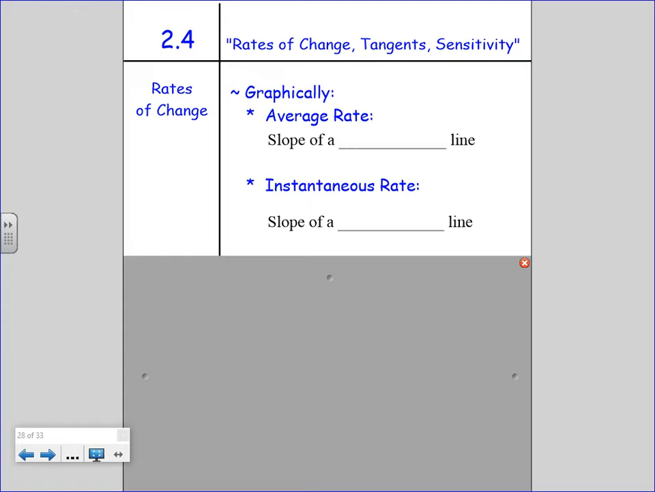Are you sensitive? Sometimes. I don't think we specifically, graphically, even though you guys should know, I know Gerardo was working on it over the summer, we didn't specifically talk about average rate versus instantaneous rate in terms of lines. We have the secant and we have the tangent, obviously. In section 2.1, we already did average rates. You guys know that's over a time interval from one time to another time.